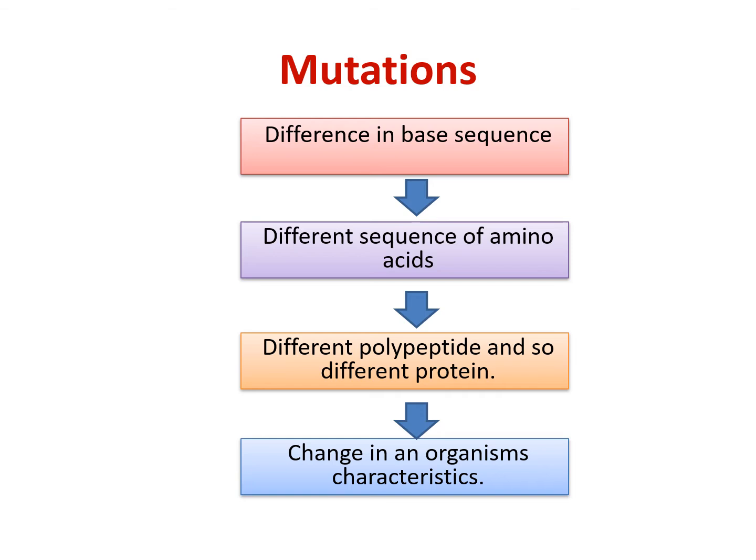So these are the consequences of the mutation. What you have is a difference in the nucleotide base sequence. And then if you have a different nucleotide base sequence, you will have a different sequence of amino acids. That difference in amino acids will create a different polypeptide, and so you will have a different type of protein with different characteristics. Therefore, finally it results in changes in the organism's characteristics.